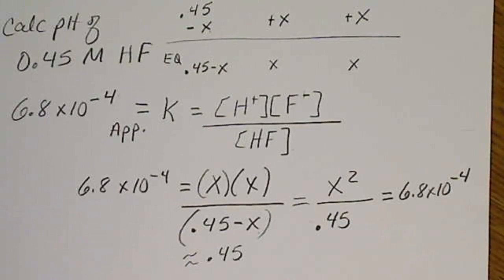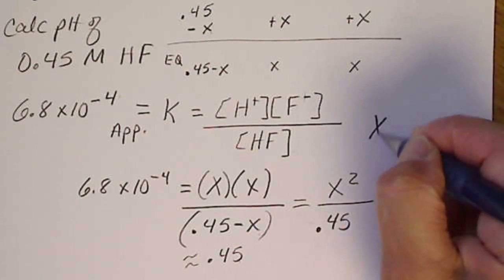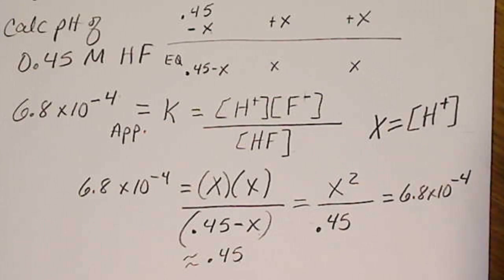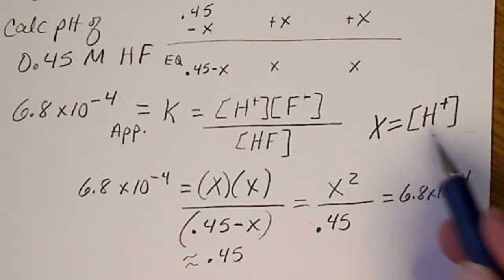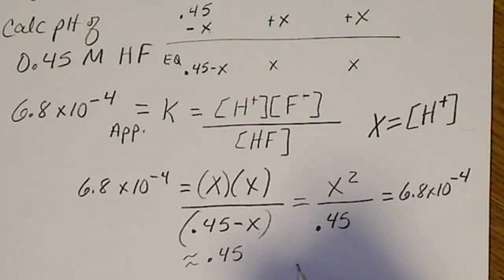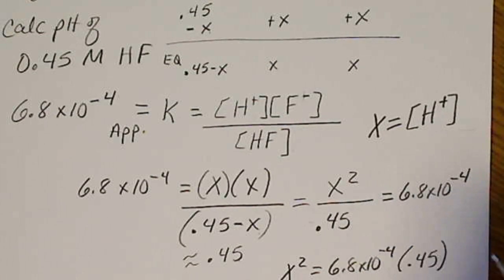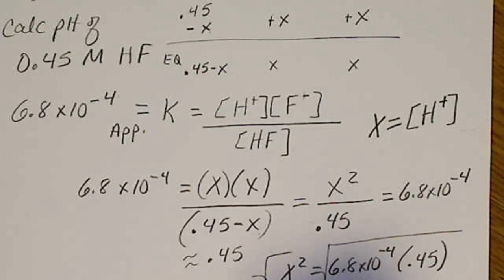And now what we're going to do is solve for X. And it's important when we have a weak acid to remember X is equal to H plus. So once we solve for X, then we're going to take the pH of that value. If we solve for X here, we know that X squared is going to be 6.8 times 10 to the minus 4th times 0.45, or X is going to be the square root of all of that.